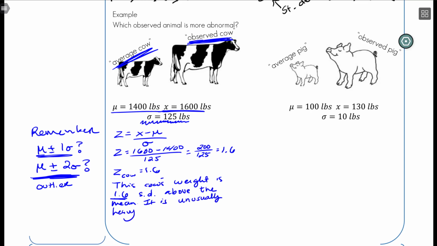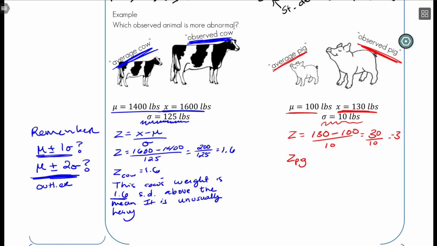Now, let's go ahead and look at the pig. The pig, we observed, is 130 pounds, and the average pig is 100 pounds with a standard deviation of 10 pounds. So our z-score for the pig is 130 minus the average weight of the pig, 100, and we divide it by 10. That gives me 30 over 10, which reduces to 3. So my z-score for the pig is equal to 3. So what does that mean?